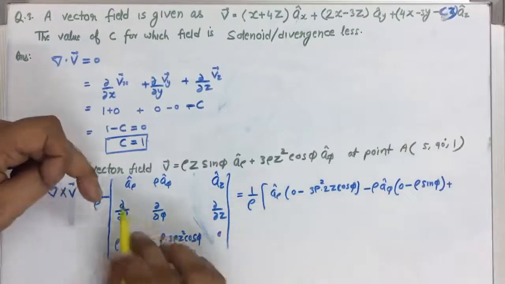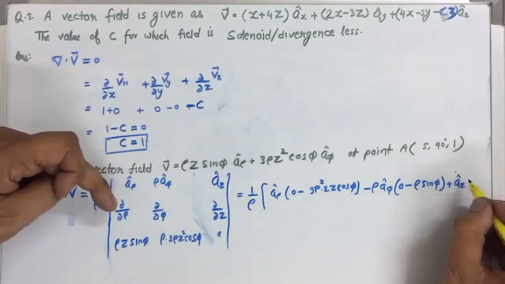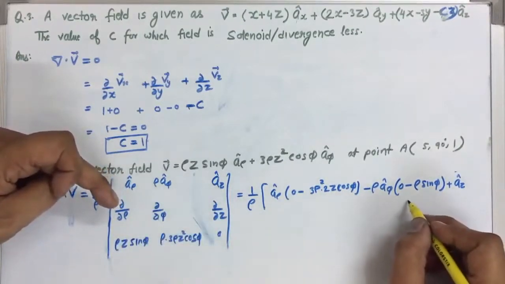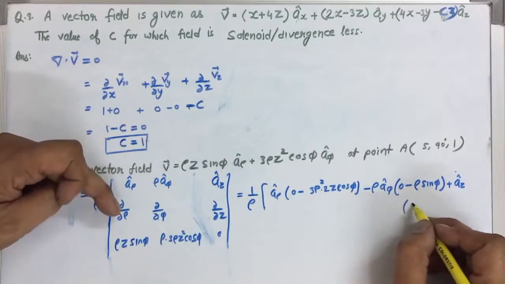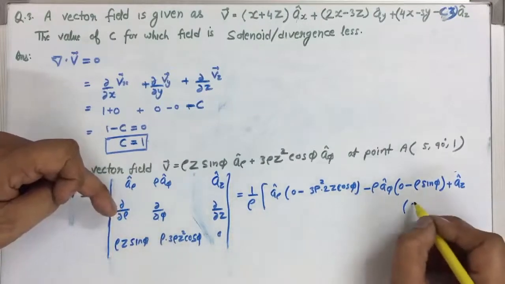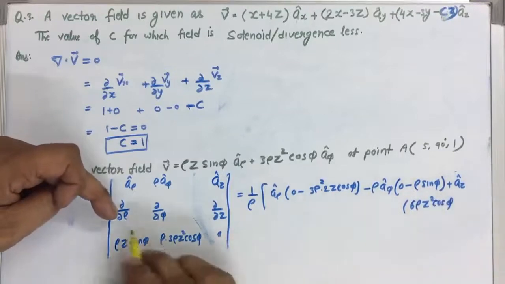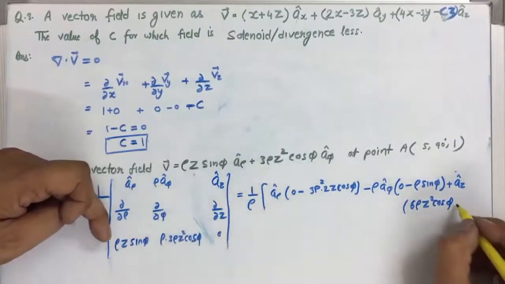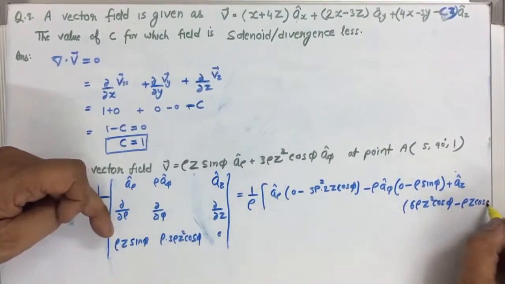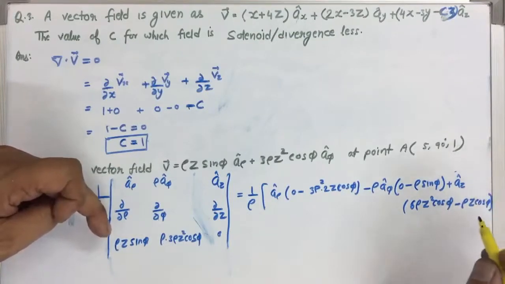Plus this az times this, that will be 3 rho square, differentiation with respect to rho, it will give you 6 rho z square cos phi, minus rho z sin phi, differentiation will be cos phi. Hope it is clear to everyone.